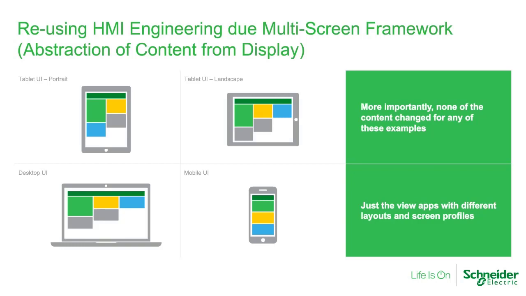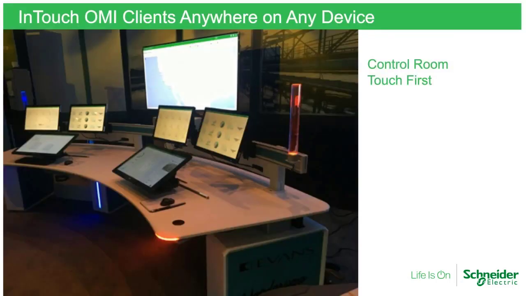If you go to any modern website and you scrunch your browser down, you will see that the website changes its layout based on the form factor that it has available. Typically, websites have 3 to 4 layouts that they use to accommodate you being able to see it on any device. This same principle we implemented for designing a system. You build layouts and your content is abstracted from your form factor. So that enables us to build things like showing Touch OMI clients on any device.